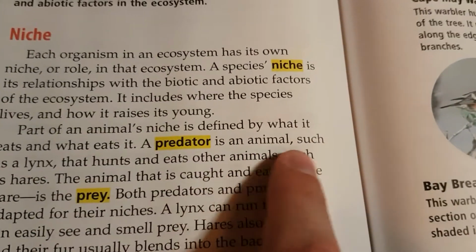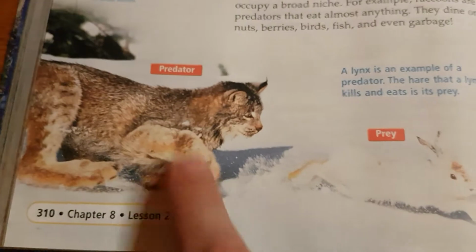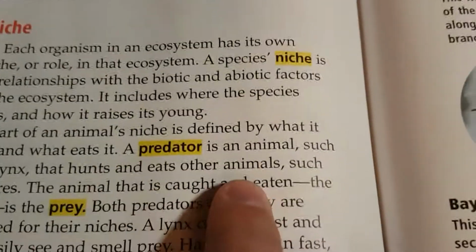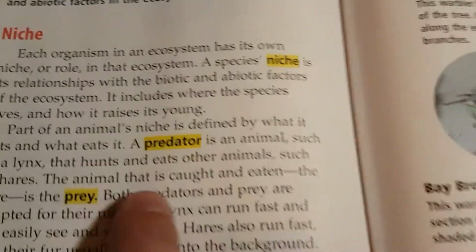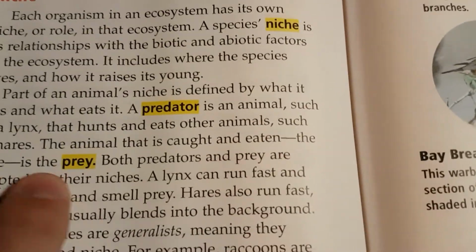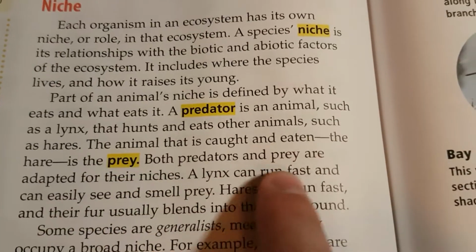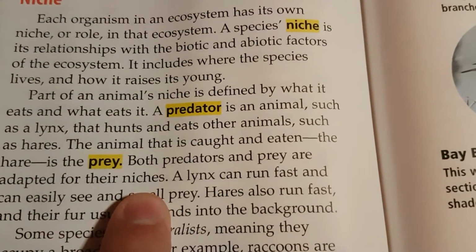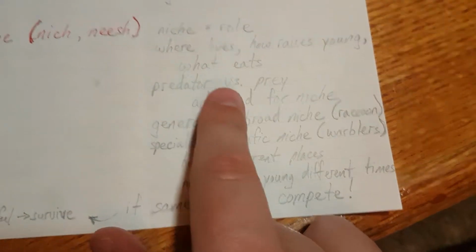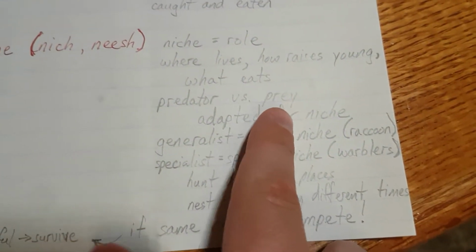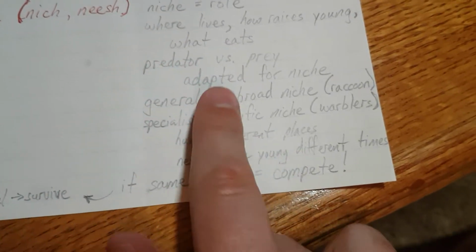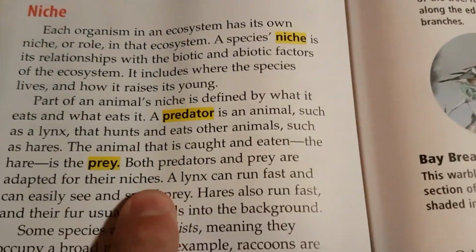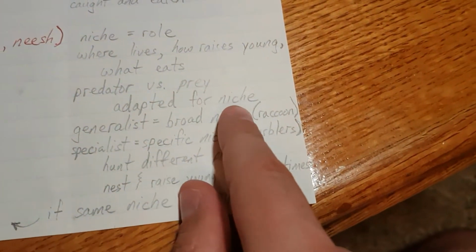A predator is an animal, such as a lynx. Again, there's the example. That hunts and eats other animals, such as hares. There's the hare. The animal that is caught and eaten, the hare, is the prey. Both predators and prey are adapted for their niches. So, predator versus prey is an example of a niche, what they're eating or what is eating them. Adapted for niche. See, they just said that? Adapted for their niches.